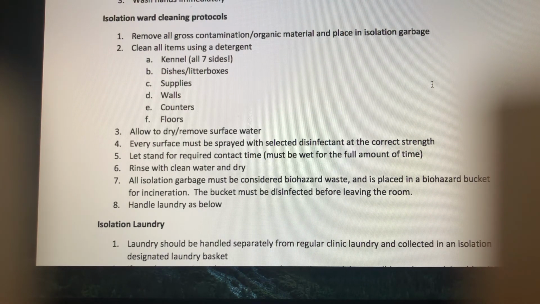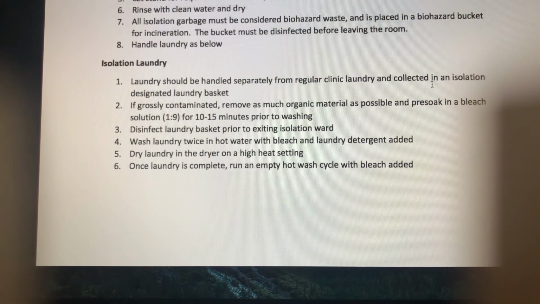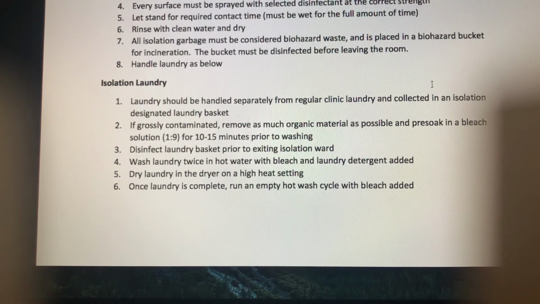And then laundry. Laundry is the last thing that you'll be doing. Laundry we want to handle separately from regular laundry because it's contaminated. So it should be collected in an isolation designated laundry basket. Or, a basket's probably better because then you can disinfect the basket when you bring it out. I was thinking if you had a bag, it might be okay, but you'd have to disinfect the bag.